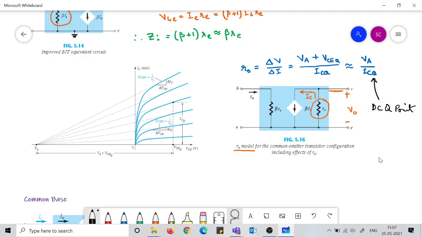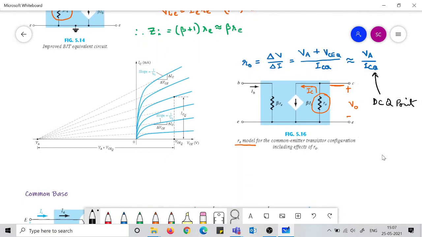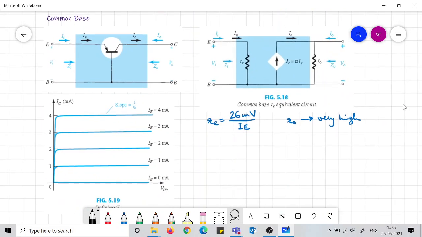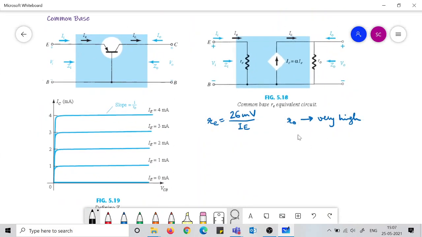However, going ahead in most numericals, you will see that ro is completely neglected because it is very high and placed in parallel, so we can neglect it, and we don't even concern ourselves with calculating ro in most cases. In a common base, ro is still higher because the slope is much flatter, and hence it can be very easily neglected. We don't bother ourselves with ro, but re remains the same. re has to be calculated always.